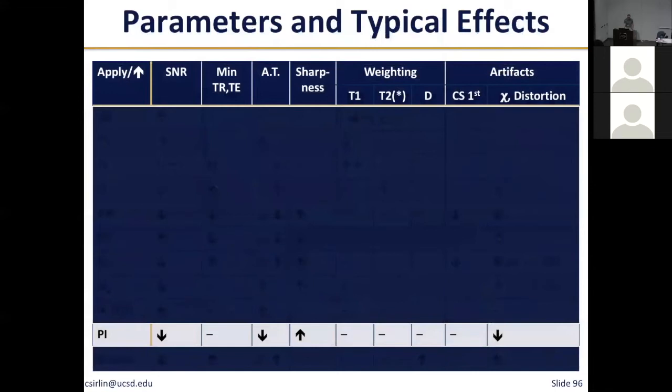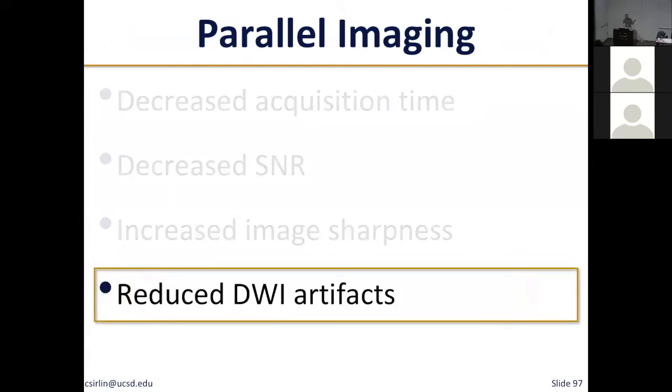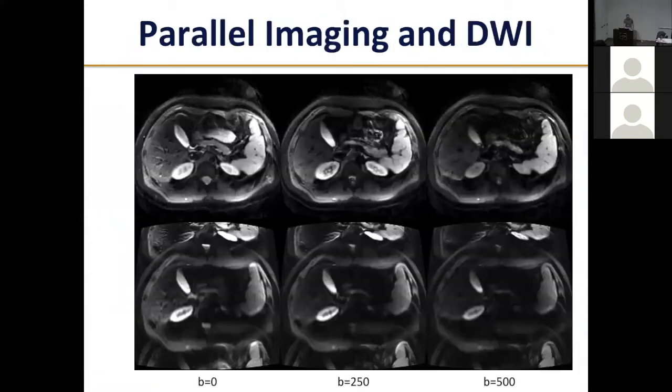Okay, let's look at parallel imaging. Parallel imaging has multiple different effects. The one that I want to emphasize today is that parallel imaging reduces diffusion-weighted imaging artifacts. And to prove that to you, I'm going to show you diffusion-weighted imaging with b-values of 0, 250, and 500. And I want everyone in this room to just ask themselves which set of images, the top or the bottom, has fewer artifacts. And I think I can probably convince you that these images look cleaner, and these images have a lot more artifacts with sort of these so-called n/2 ghosts with abnormal spurious signals sort of superimposed above and below.